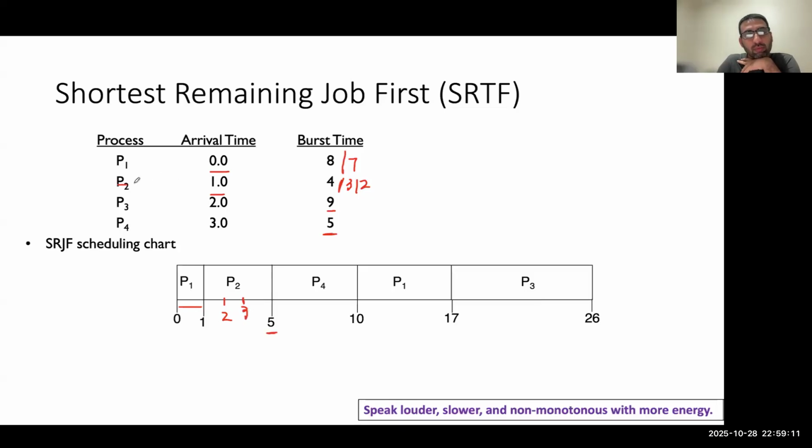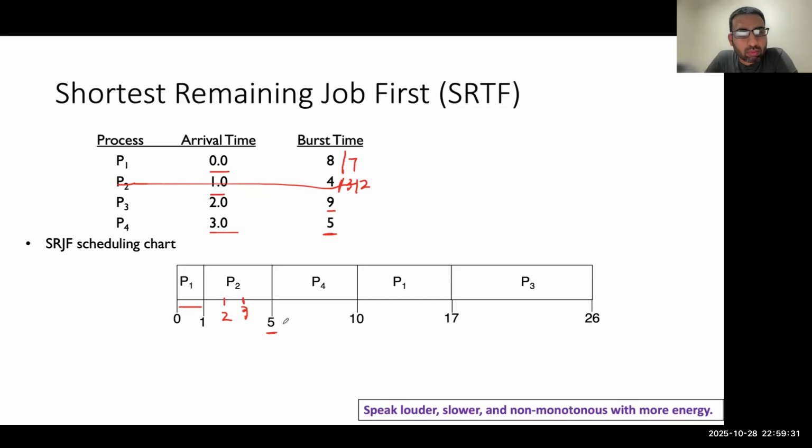Then we see, okay, we are done with this one now. So now we look for the one which has the smallest remaining CPU burst, right? So who has the smallest? P1 has 7, P3 has 9, P4 has 5. So P4 has the smallest, so we allow P4 to run.